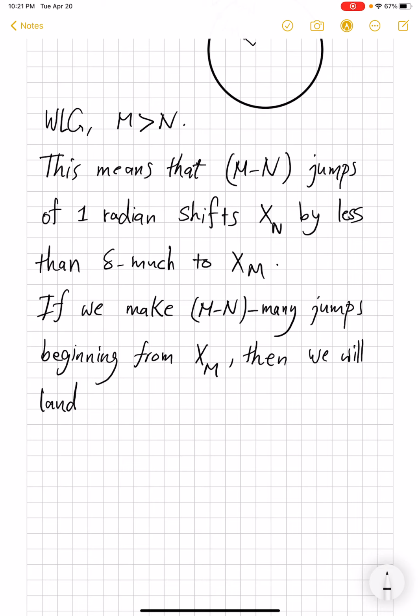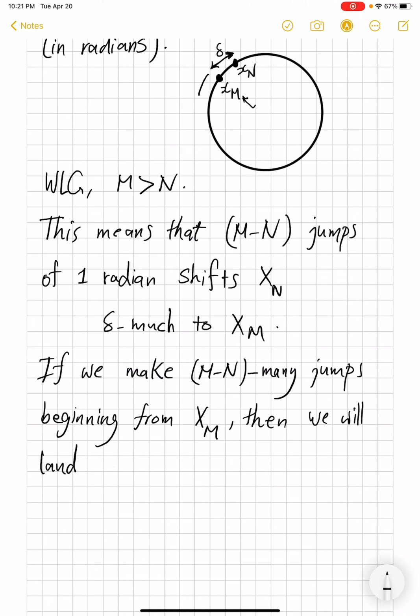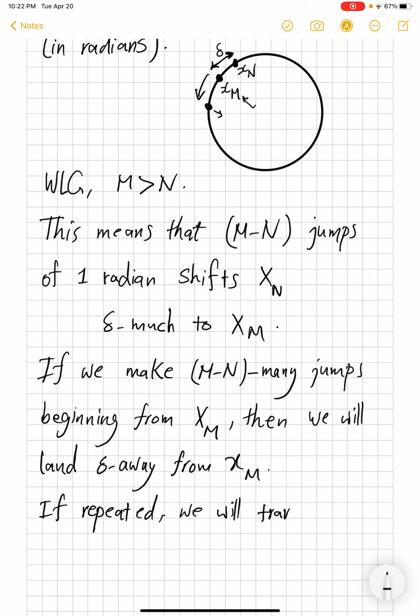So here, it shifts xn delta much to xm, and delta being small. So if we make m minus n many jumps again, beginning from xm, you will land with another point exactly the same distance, shifted in the same orientation. And you will land here, delta away from xm. And then if we repeat this process, we will travel the perimeter by step size of delta.